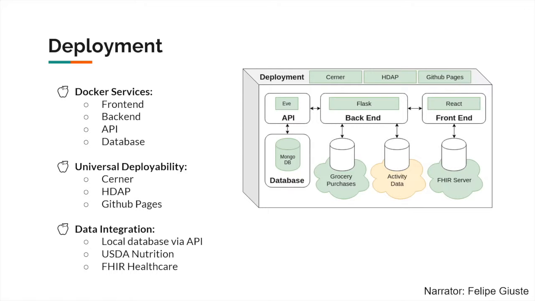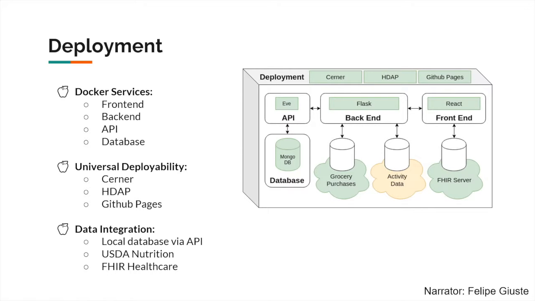The frontend, which encompasses the user interface and FHIR integration. The backend, which integrates local and external data sources and pre-processed data for use by the frontend. The REST API framework, which allows data flow to and from the local database. And the database itself, which stores synthetic data to mimic external APIs and potentially user information across sessions. The application is deployable on Cerner, HDAP, and GitHub pages, allowing for a wide range of use cases.